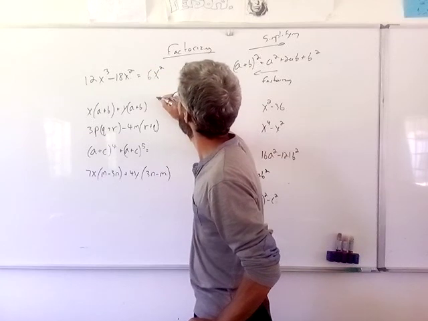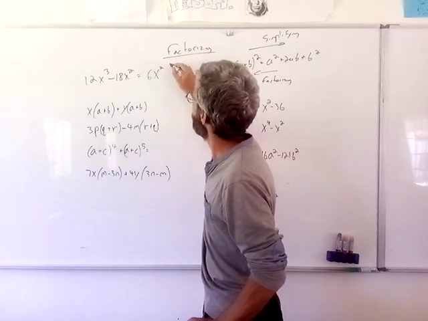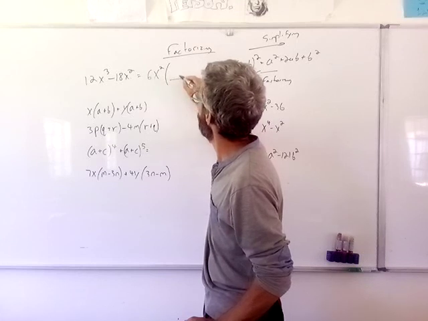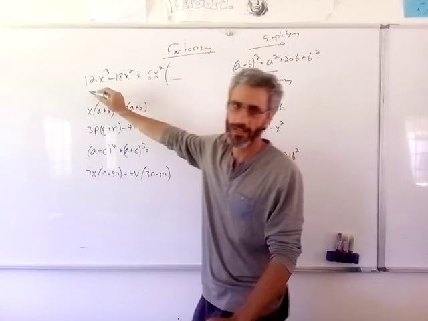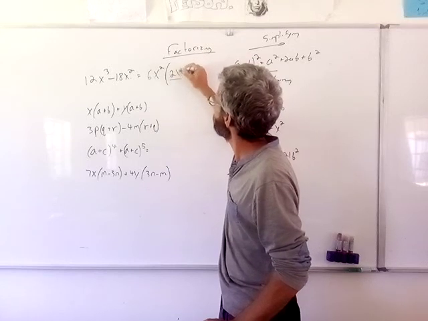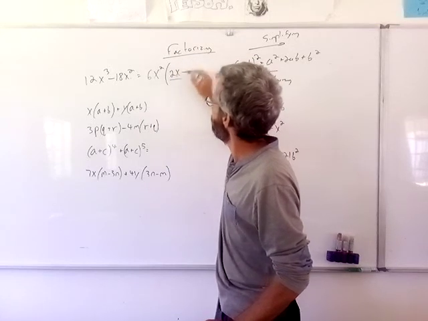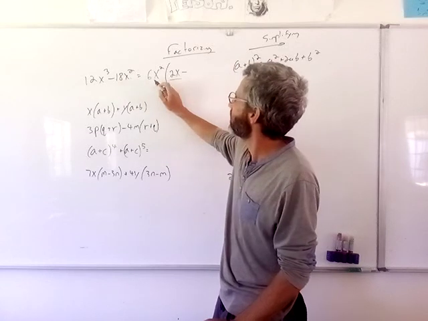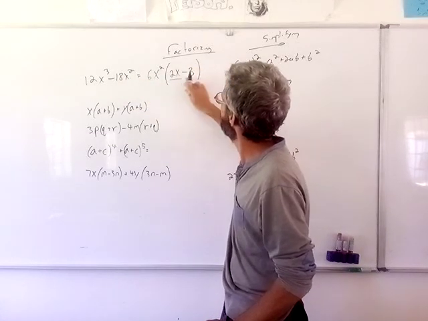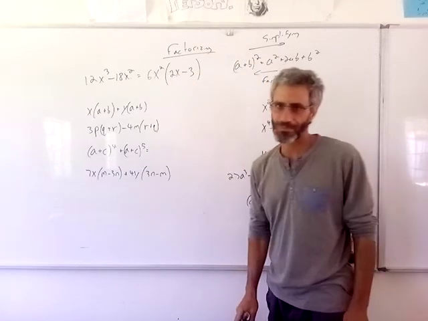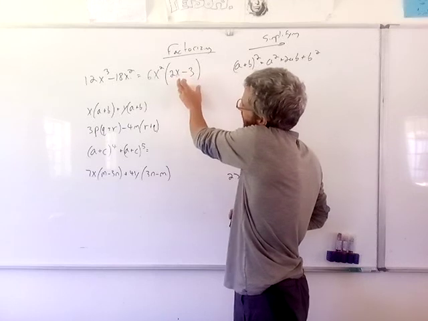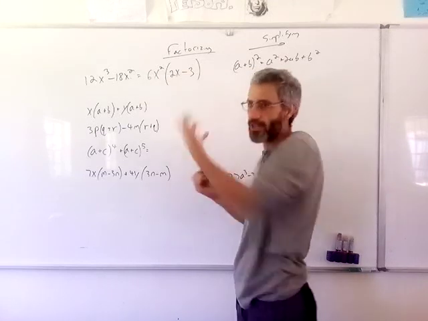So I take out 6x squared, and then I open brackets, and I need something here which, if I multiply by 6x squared, I'll get 12x cubed. And that something will be 2x. And then minus, what do I need to multiply 6x squared by to get 18x squared? Simply 3. So that's the answer. Now I must look at it and see, can I factorize anything else in the brackets? And the answer is no.